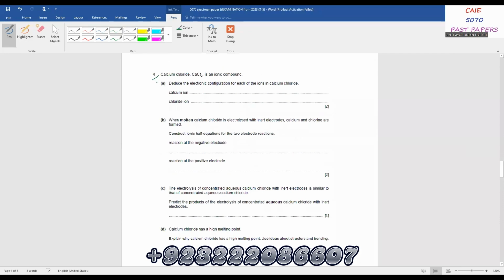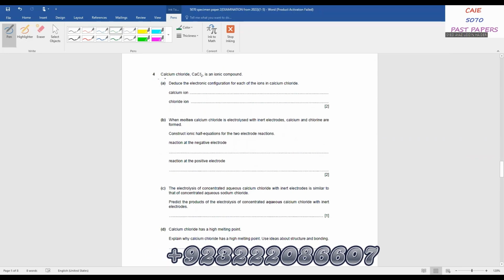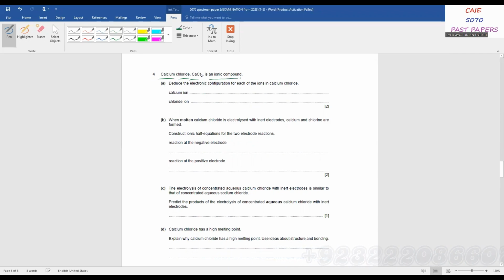Question number 4. Calcium chloride, CaCl2, is an ionic compound. Deduce the electronic configuration for each of the ions in calcium chloride. Now they are asking about the electronic configuration in ions. Calcium ion and chloride ion.